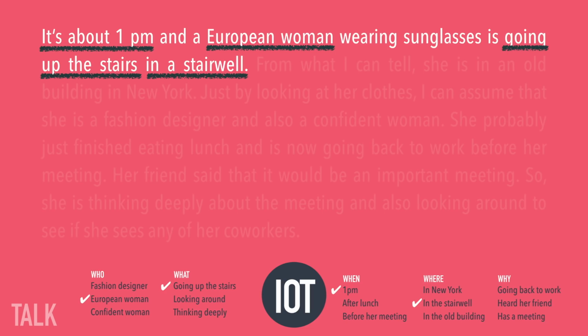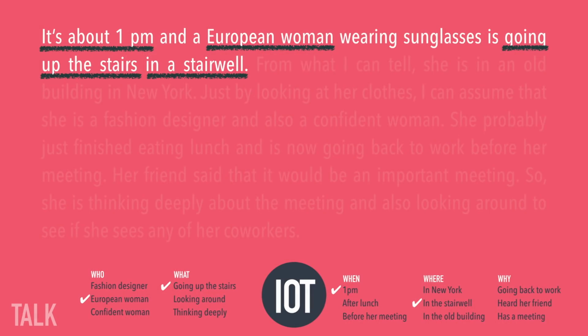Well, you can see that in my first sentence, I actually have 4 pieces of information, 4 details from step number 2. Let me show you. I said it's 1 p.m. I mentioned that she's a European woman. That's for the who. I mentioned that she's going up the stairs, which is what. And I mentioned that she's in the stairwell, which answers the where. So again, this is just the first sentence of my speech or what I'm saying about this image. But I've already given so much information, and you can too. So let's move on to the next sentence.